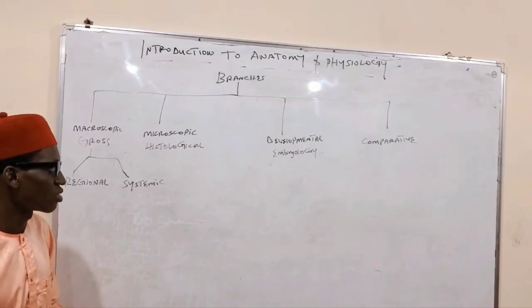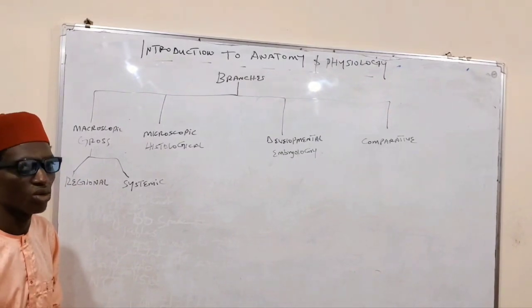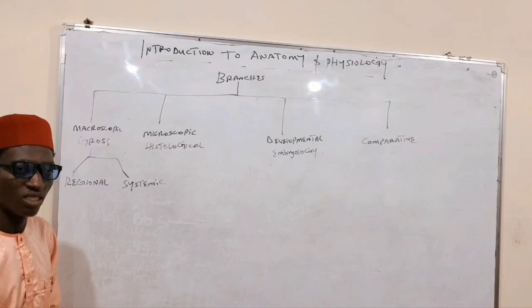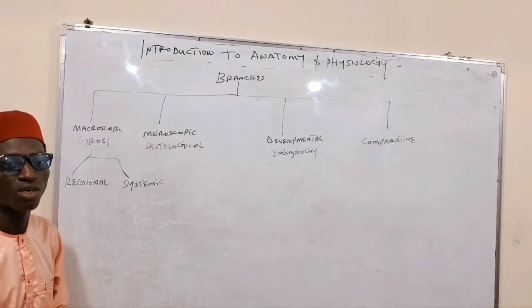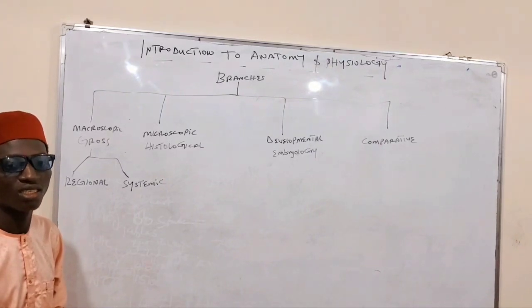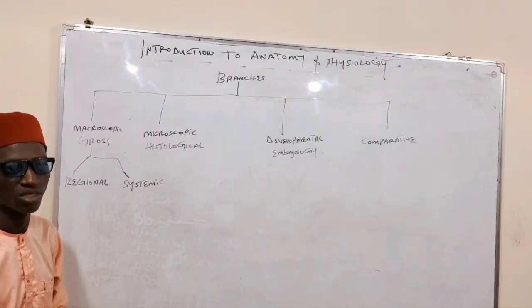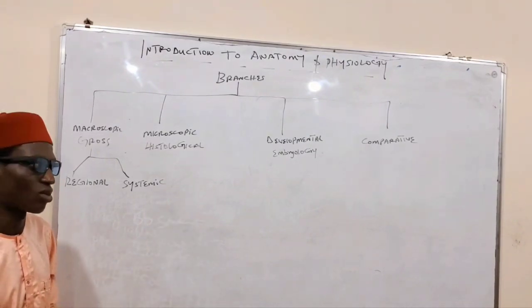Then the third branch we have is the developmental anatomy, or you call it embryology. It's a branch of anatomy which has to do with the study of how humans grow, starting from fertilization until an individual is completely formed. That is why it's called the developmental anatomy.